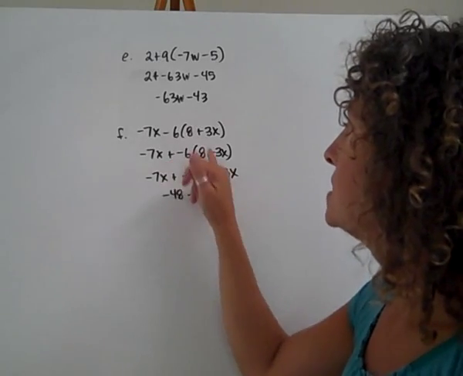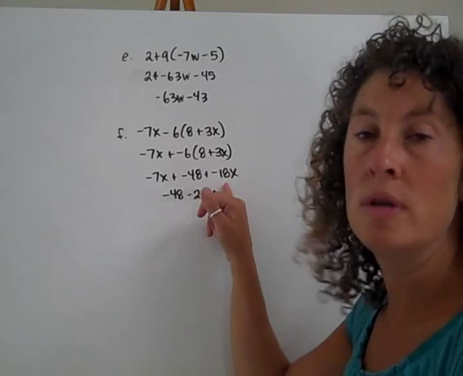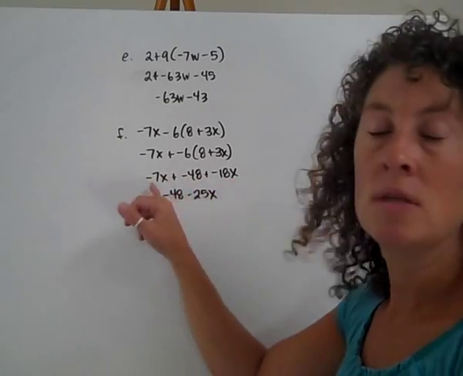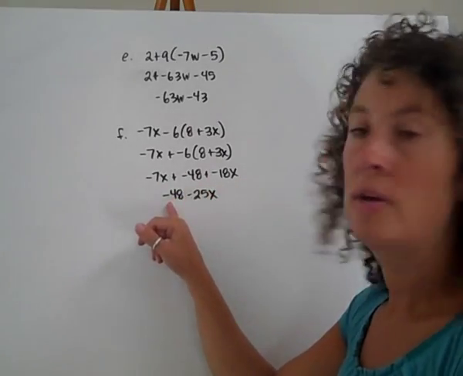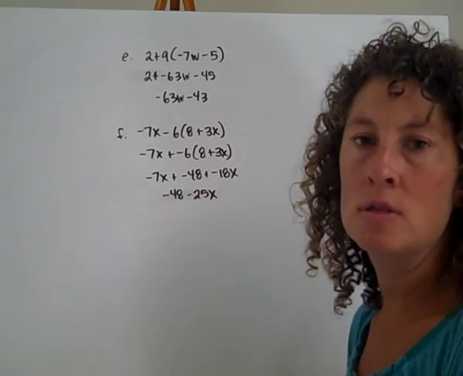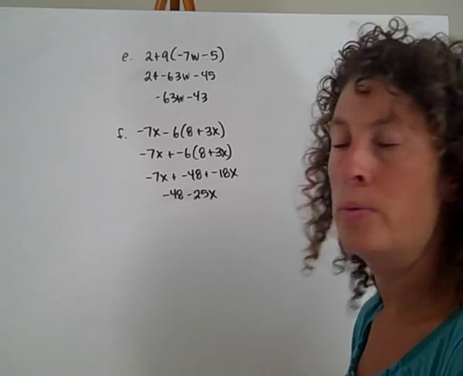So we're going to do negative 6 times 8, which gives me negative 48. Negative 6 times 3x, which gives you negative 18x. Now we have some like terms here, the negative 7x and the negative 18x. We can put those together. We'll get negative 48 minus 25x, and that's the simplest version. There's nothing else that we can do to combine like terms there or deal with order of operations. We're done.